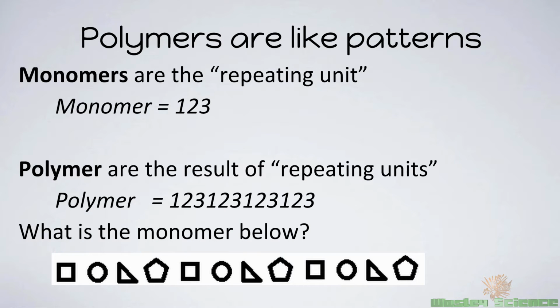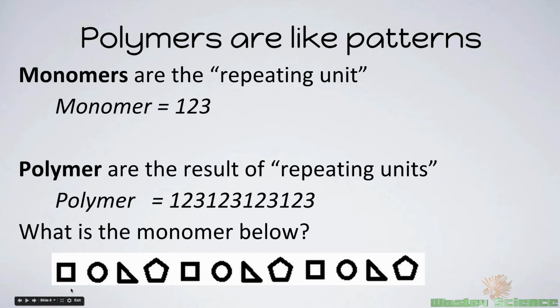Polymers are like patterns. Now, before I show you all the organic formulas, let's just think of it in a simple sense. Monomers are the repeating unit itself. An example of a monomer could be just 1, 2, 3. And then the polymer would be the result of the repeating units. So in this case, it would be 1, 2, 3, 1, 2, 3, 1, 2, 3, all connected together. If we look at the very bottom here, this is an example of a polymer, all these shapes that you see. Now look at it and try to identify the monomer. Again, the monomer would just be the repeating unit. If you look at it, you can see square, circle, triangle, pentagon, repeating.